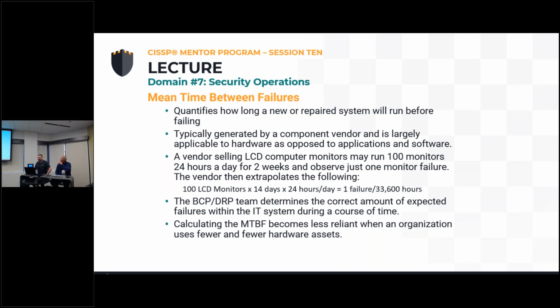Mean time between failure: how long it'll run before it fails. They'll do the testing and the extrapolation, where they run a large quantity of their device for a certain period of time around the clock. How many failures do they get? Okay, well, we ran 1 failure out of 33,000 hours of functioning time. Well, that's going to be however many years.